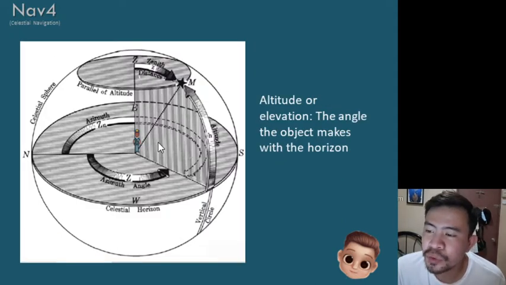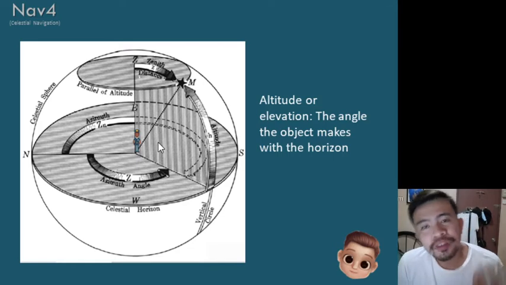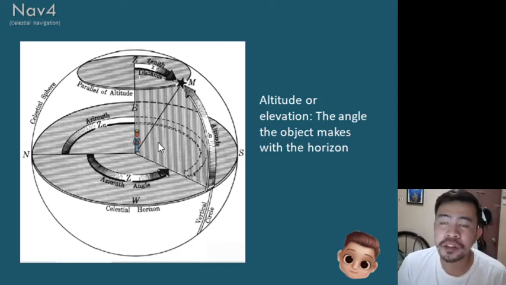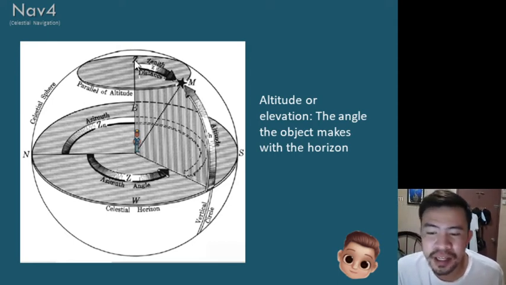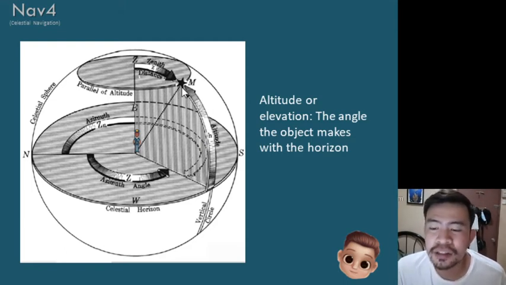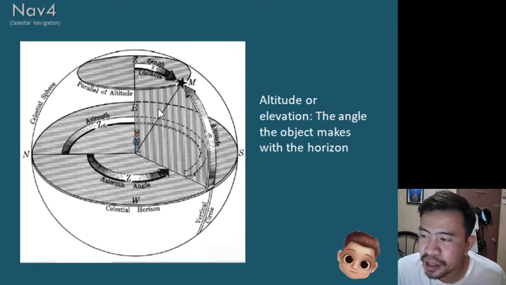Now let's proceed with your altitude or your elevation, which is defined as the angle the object makes with the horizon. Take note, for example, that this is the observer. What is above him is the zenith, as I said, and then this is the star that he is observing. From the horizon up to the star, the angle that is being made here is called your altitude or your elevation. Then from the zenith to the star, we call that your zenith distance. This one is your altitude, and this one is your zenith distance. We'll be using this later on for the calculation of our PZX triangle.